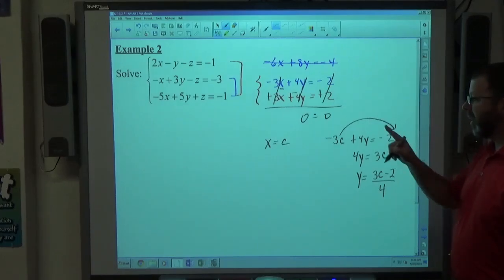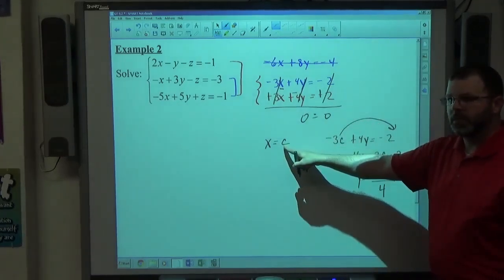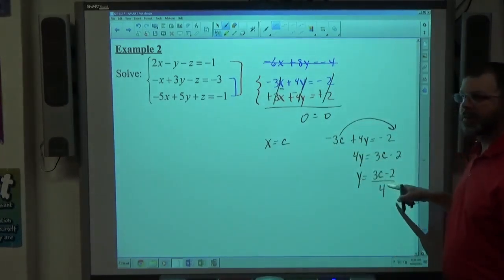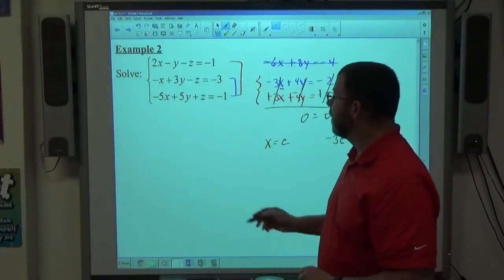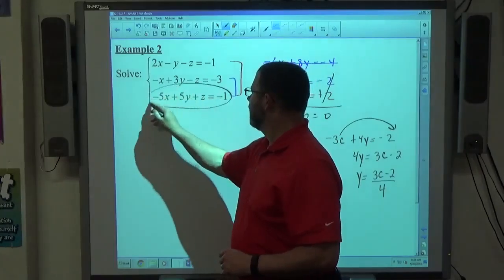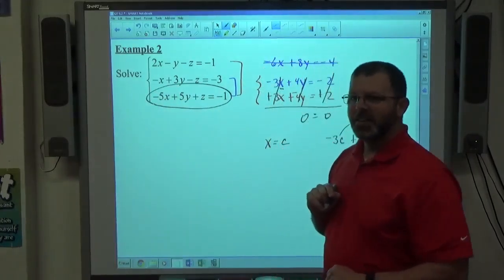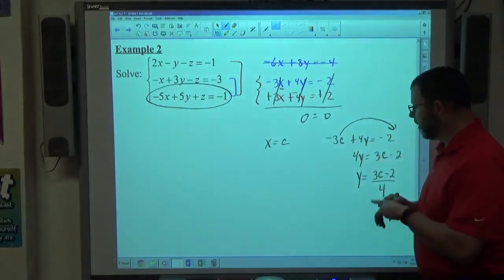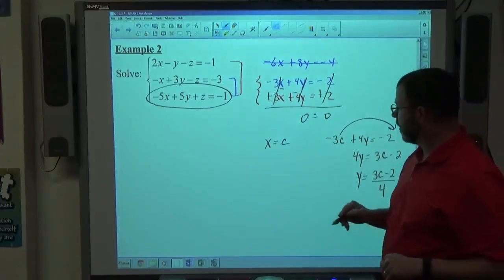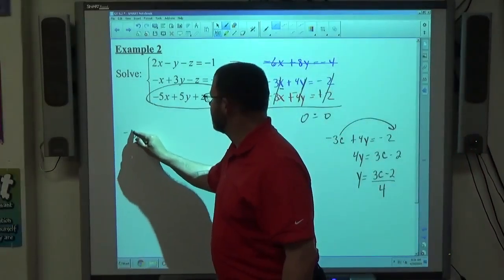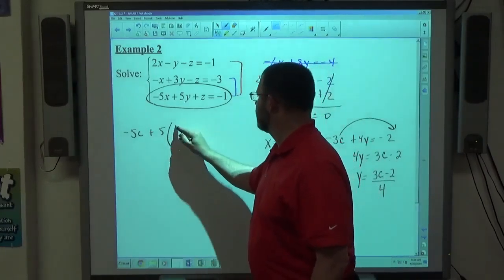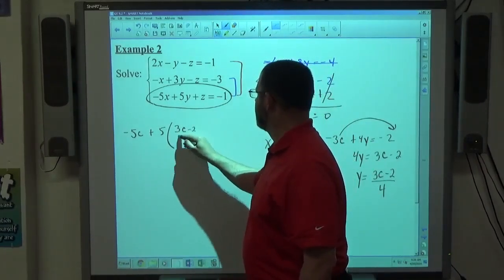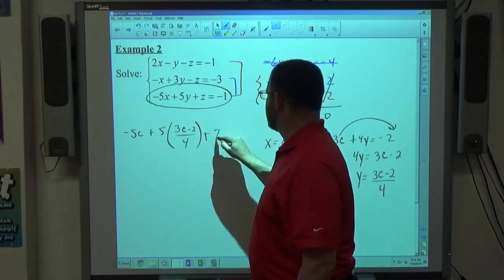And finally, once I have an answer for x related to c, an answer for y related to c, I now have to get an answer for z related to c. I can go back to any one of them. I like this one the best. I like plus z better than minus z, if I can avoid it. So I'm going to put x and y in for that. So I'm going to get negative 5c plus 5 parentheses 3c minus 2 over 4 plus z is equal to 1.